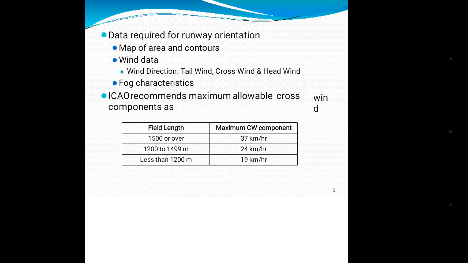International Civil Aviation Organization recommends maximum allowable crosswind component for the different field lengths. For a field length of 1500 meters and over, the crosswind component maximum should be 37 kilometers per hour. If the field length is between 1200 and 1499 meters, then the crosswind component should be 24 kmph, and if it is less than 1200 meters, then the crosswind component should be 19 kmph.